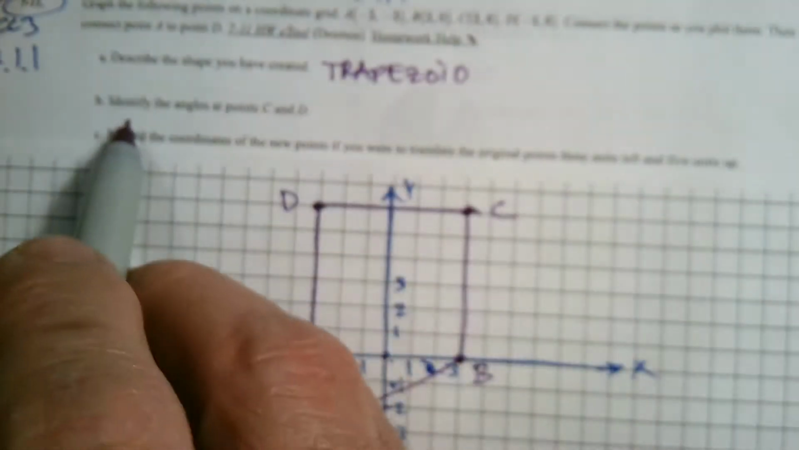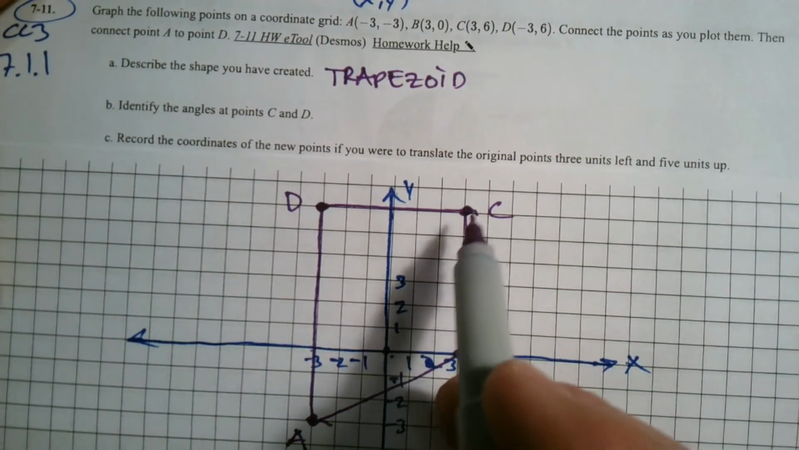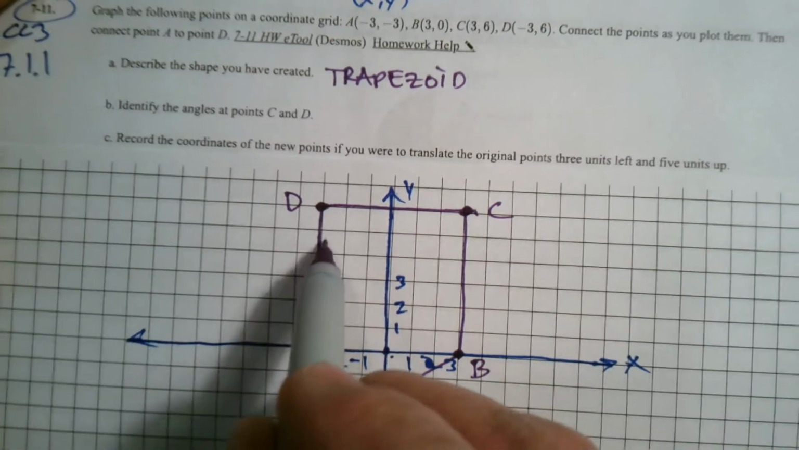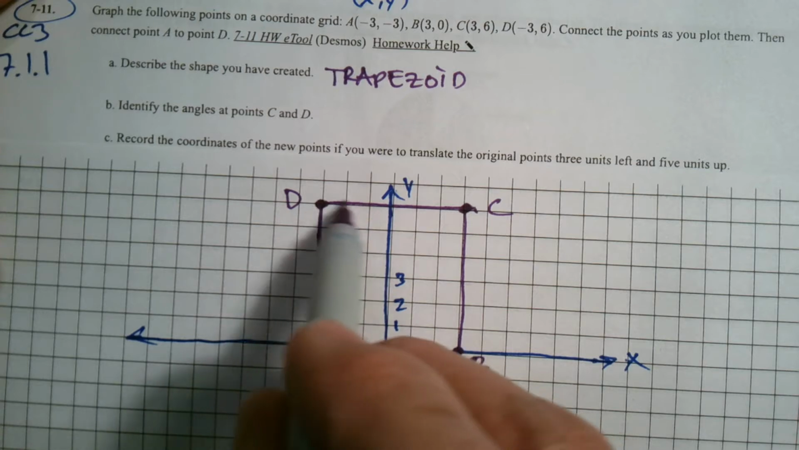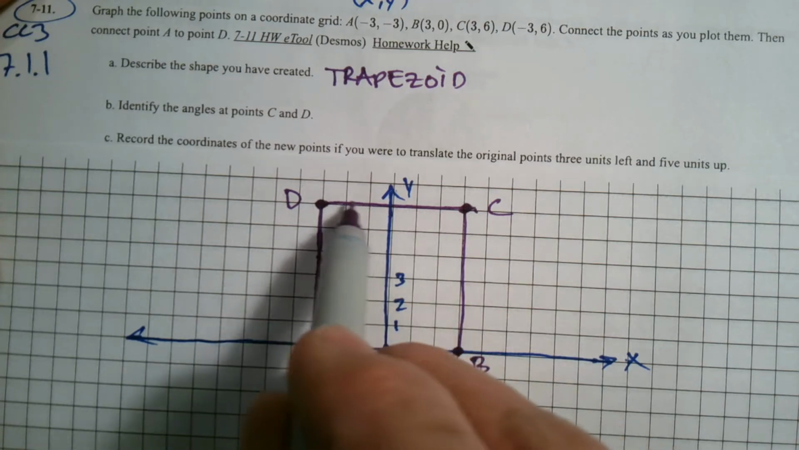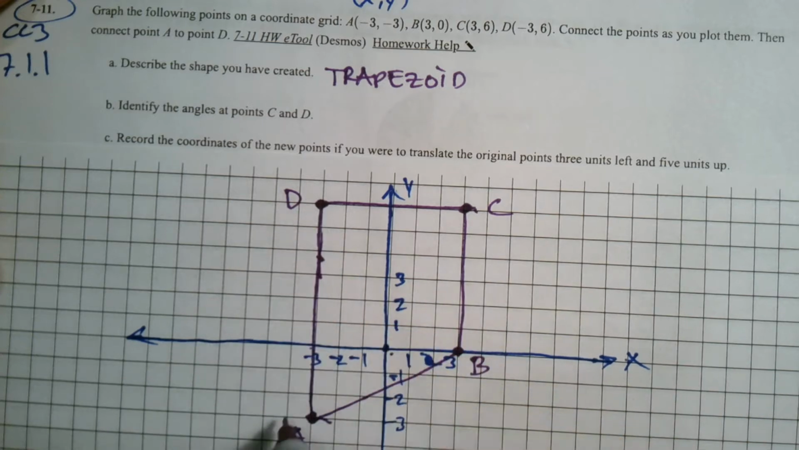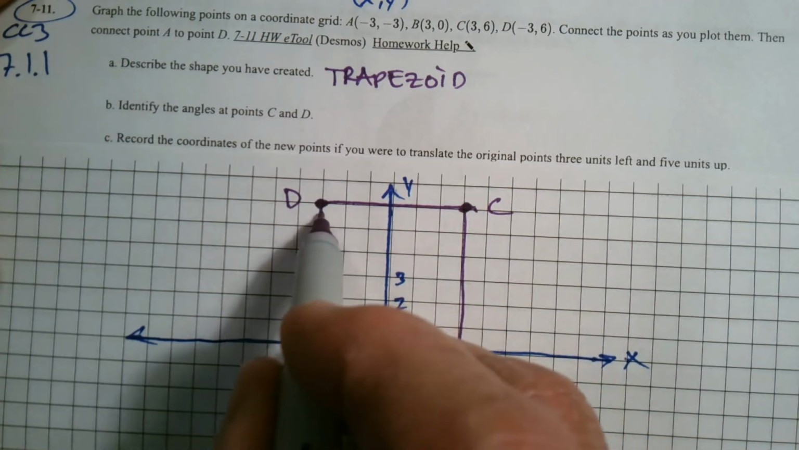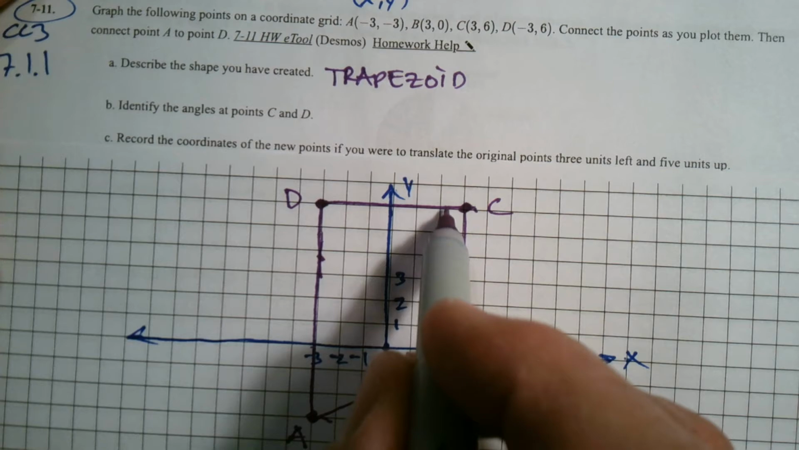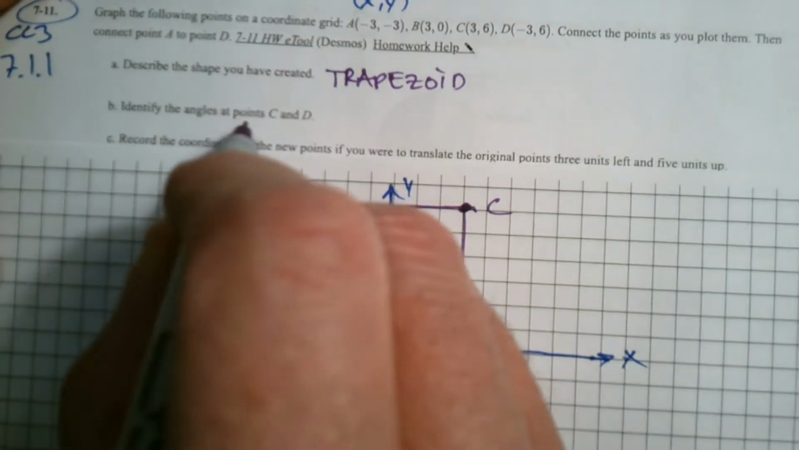Okay, trapezoid. Identify the angles at C and D. Well, C and D, I kind of mentioned it earlier. If you look how they come up at a perpendicular, right? So this edge is perpendicular to those side lengths. So being perpendicular, you know that you have 90-degree angles here. You have right angles. So identify the angles.